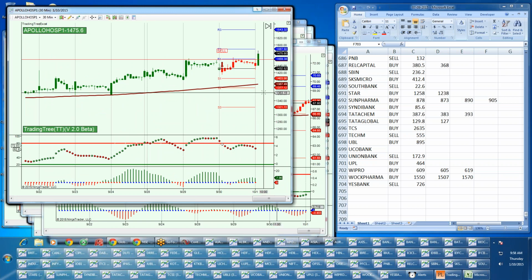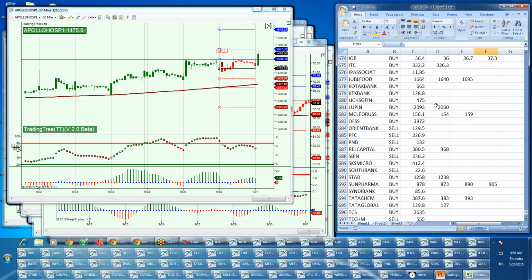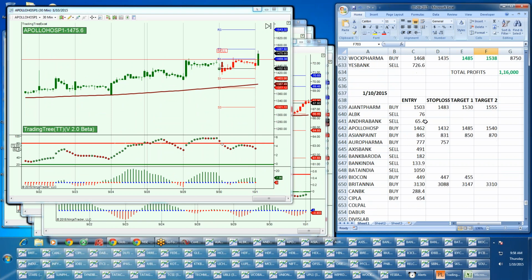So we'll get this Apollo Hospital. It's already a buy call for us. You can just see 1462. Now it is at 1475. 1485 is the first target. The next is 1540.